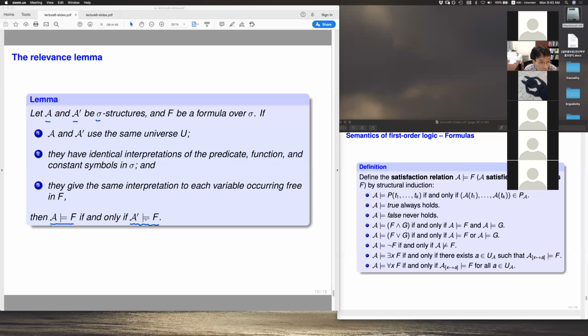Okay, so this is not always the case. Only under some condition is this true, and this relevance lemma talks about that condition. The condition says the following. A and A prime use the same universe, and they provide identical interpretations of the predicate symbols, function symbols, and constant symbols in the signature.